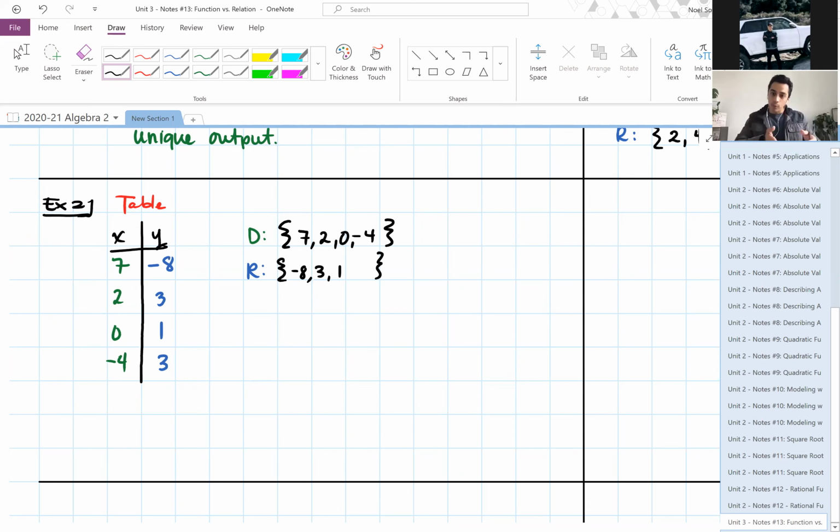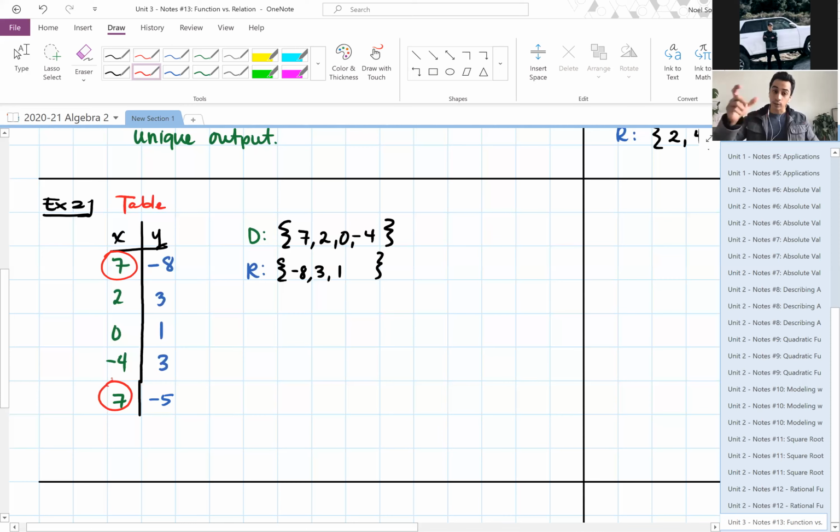Right. So right now, what we have is a function. Here's a situation where it would be a relation. Let's say I had 7 come up again, but this time I have this. Where does the problem exist? It exists here. The fact that 7 is showing up twice as an input, but every time we plug 7 into this machine, we're getting different results. And that's what we cannot have if we want a function.